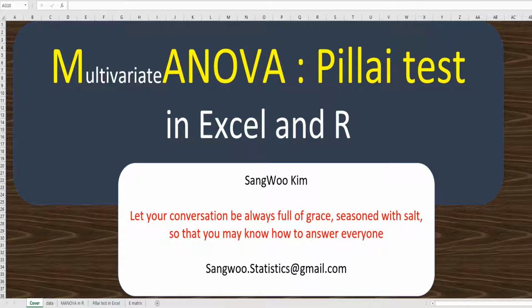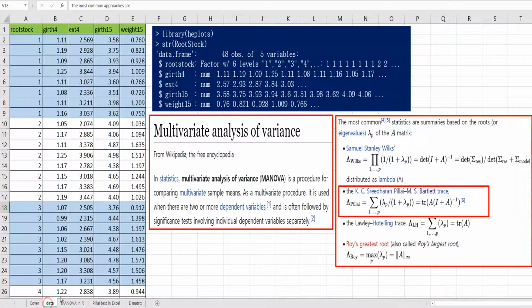I'm Sang Kim. In this video, I would like to share how to do Pillai test for MANOVA in Excel and R. I would like to use rootstock data, which is available from the HSAUR library in R.